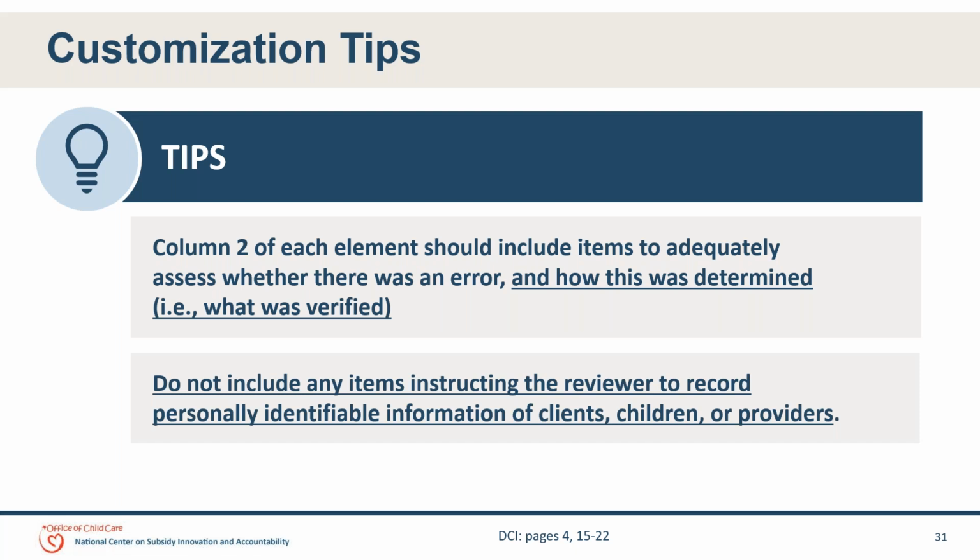Next tip is to not include any items where the reviewer would be asked to record personally identifiable information, or PII, of clients, children, or providers. And this includes names, birth dates, addresses, workplace names, provider license numbers, and so on. Anything that could either by itself or in combination with other information identify someone.